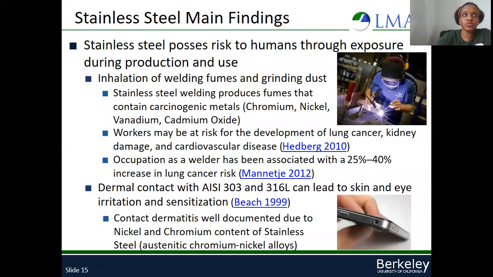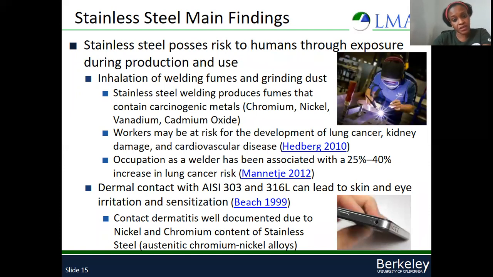And we use stainless steel as an example because stainless steel is another metal commonly found in consumer electronics. Anywhere you have a nice shiny finish, for the most part, we would use stainless steel. And so these are some of the facts about stainless steel. Stainless steel welding produces fumes that contain carcinogenic metals like chromium, nickel, vanadium, cadmium oxide.